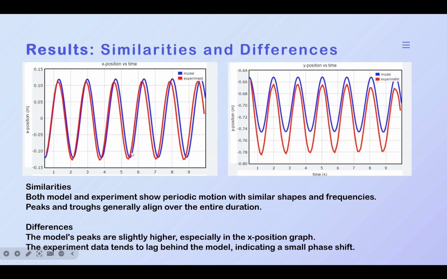Then let's see the results. So both the model and the experiment demonstrated periodic motion with similar shapes and frequencies, aligning well over the entire duration of observation. However, the model's peaks were consistently higher than those of the experiment, particularly in the x direction, and the experiment data seemed to lag behind the model, indicating a small phase shift. This difference can be due to simplifications in the model or errors in experimental measurements.